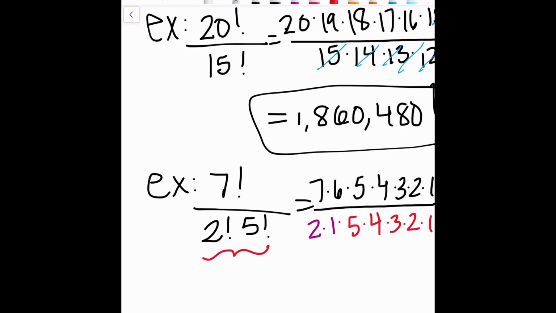So I'm going to simplify this. So I've got 5, 4, 3, 2, 1. Those all cancel in the numerator and the denominator. And you can multiply these out, but I know that 6 divided by 2, that's going to be 3. So really, this is going to be 7 times 3 over 1, which is 21.